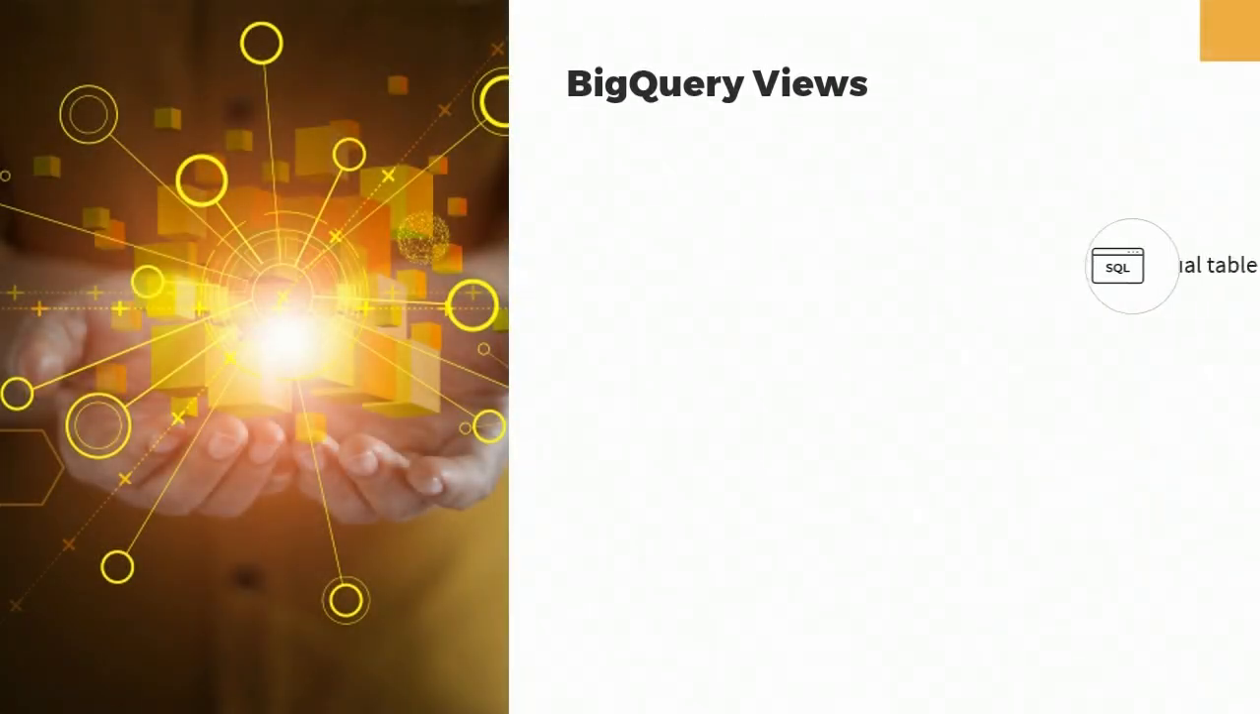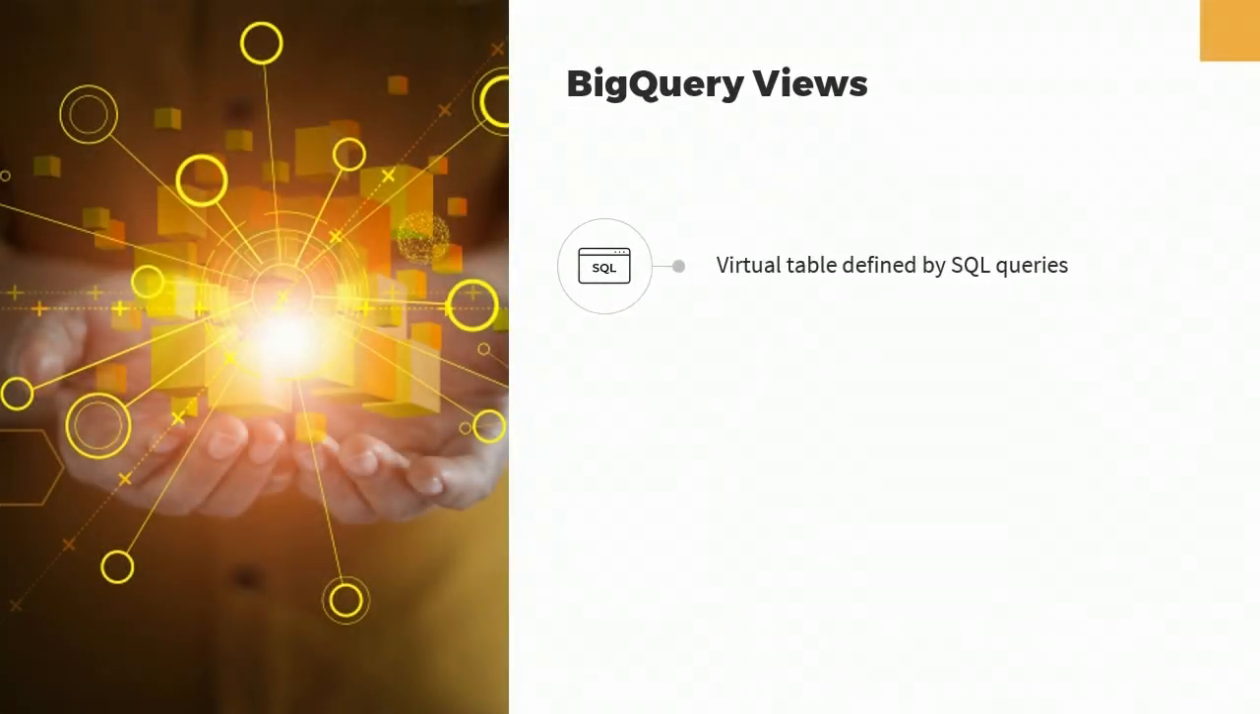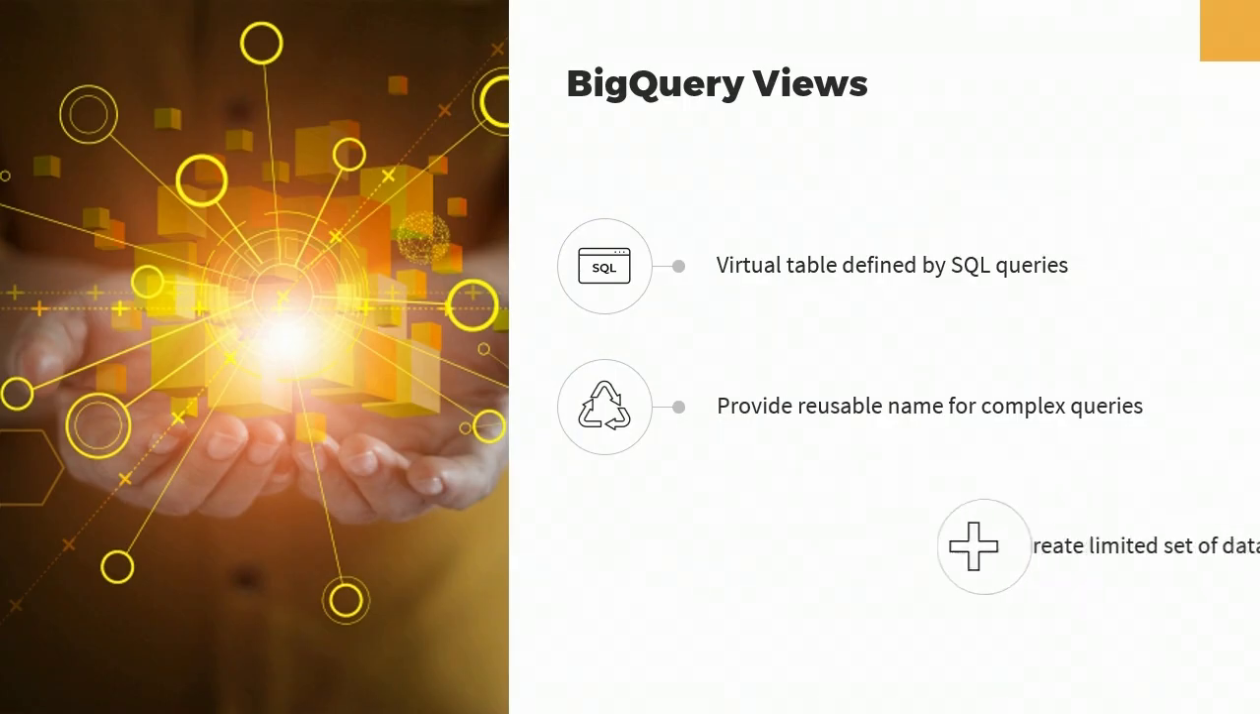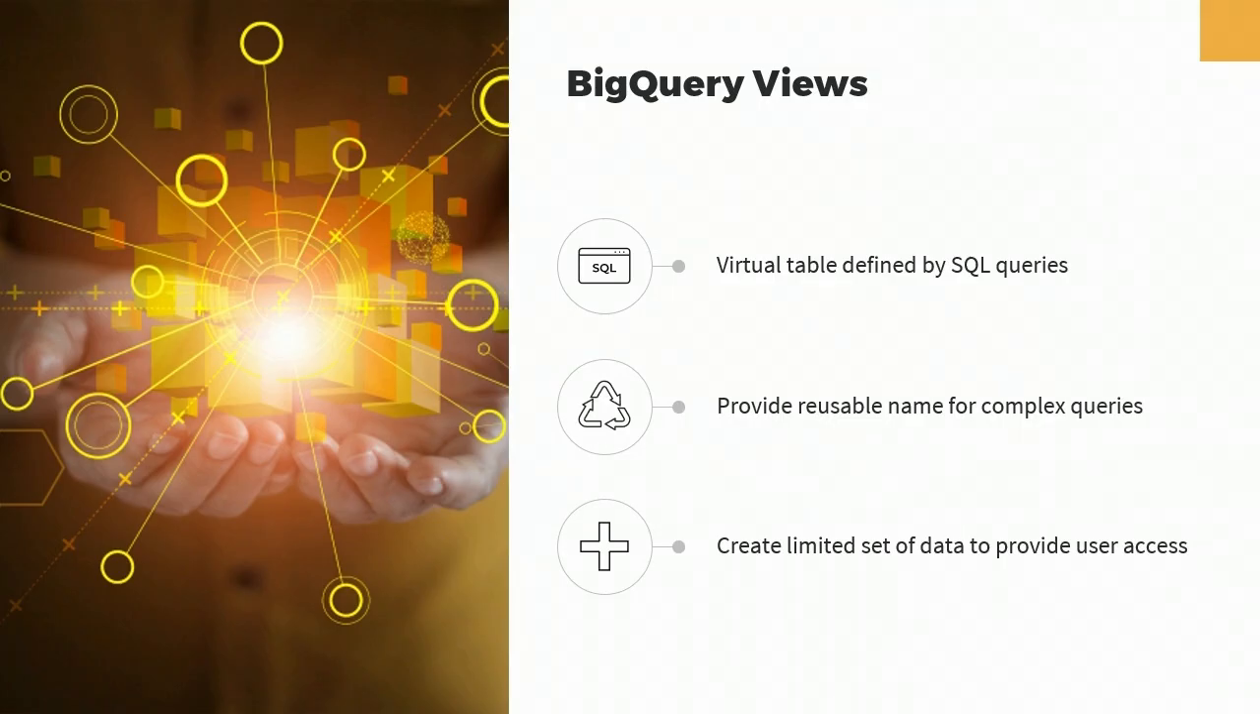Now, BigQuery views are just a virtual table that's defined using an SQL query. I can use these views to provide a reusable name for a complex query, or I can have a limited set of data that I can then give other users access to. So I can give them a slice of the data that could be made of several different tables. Once I create a view, a user can query the view just as they would any other table. This provides a reusable name for complicated queries, and these can create a limited set of data so that other users can access it.